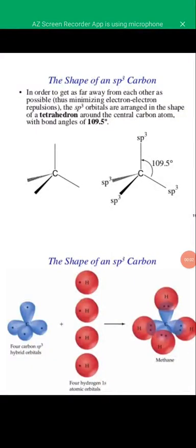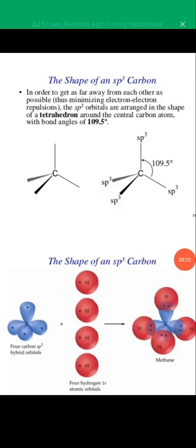Alright, now why I'm taking my time to throw light on this orbital configuration or hybridization is because it's one of the key areas that questions come out from in JAM. We have lots of questions evolving from this aspect of chemistry. Now, the shape of an sp3 carbon.